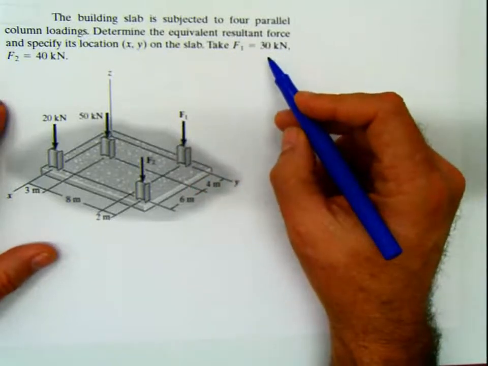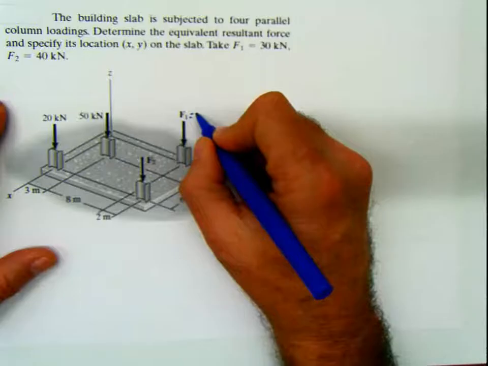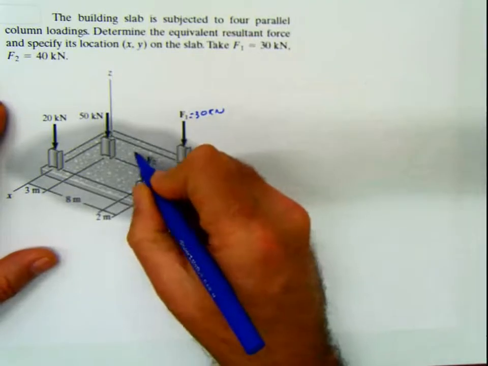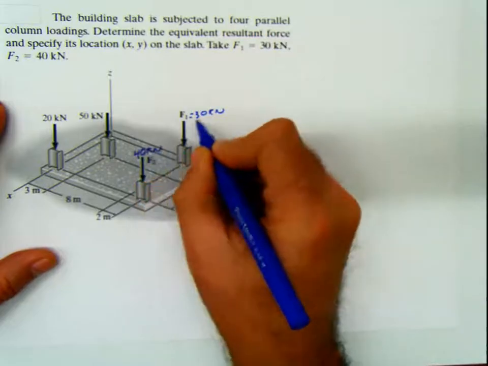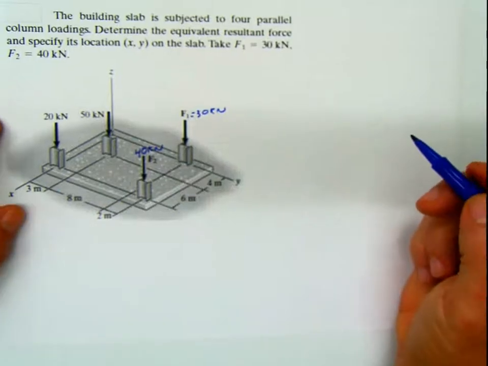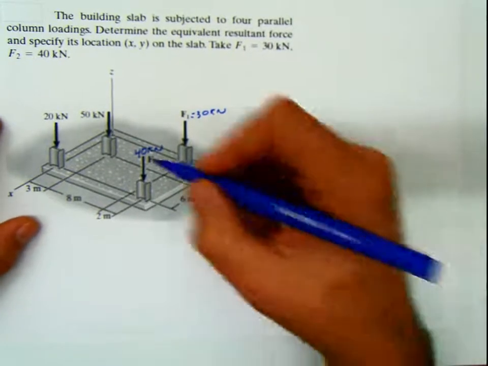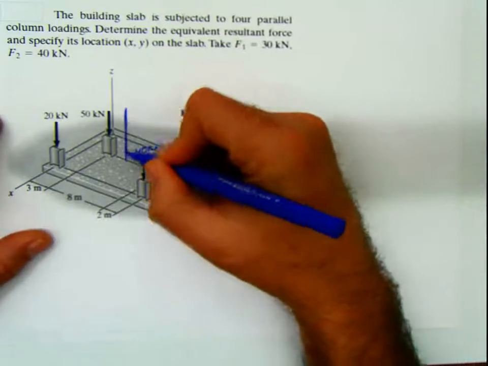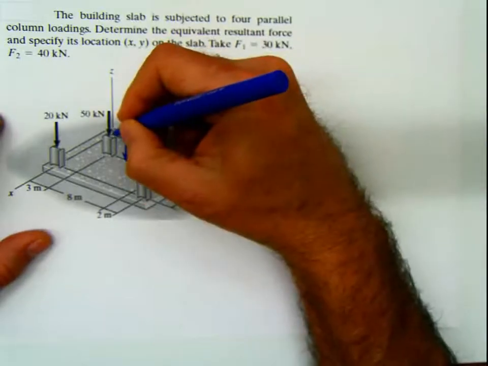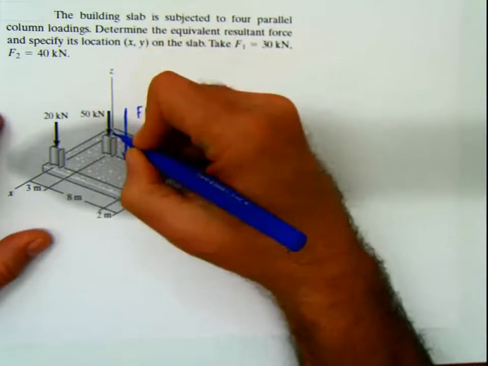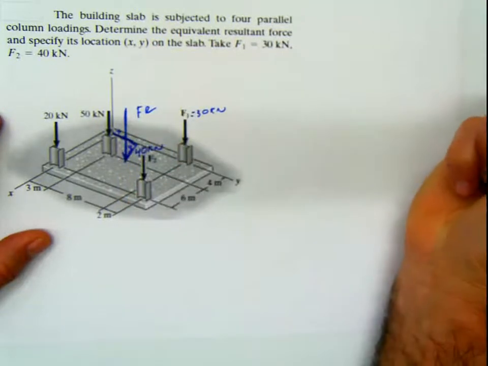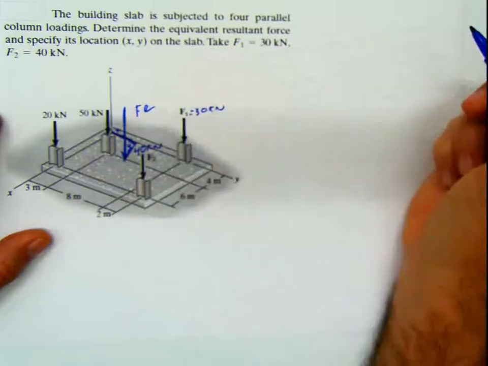and take F1, well, they could have written here F1 30 and F2 40. Okay, 30, 40, 50, 20. So basically what the problem is telling us once again is finding a resultant force applied somewhere, and that somewhere is going to be some amount in X and some amount in Y that produces the same effect as the other forces.